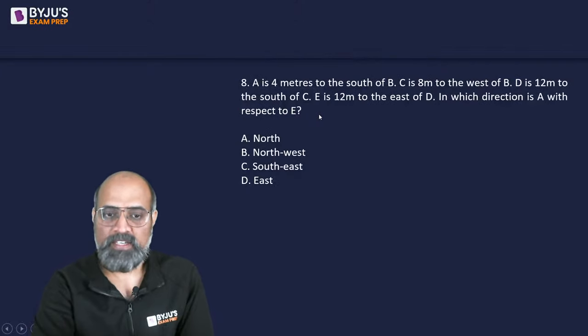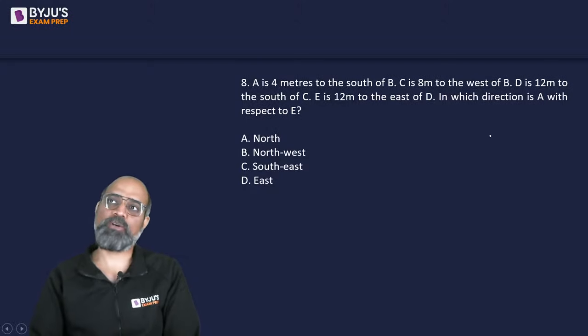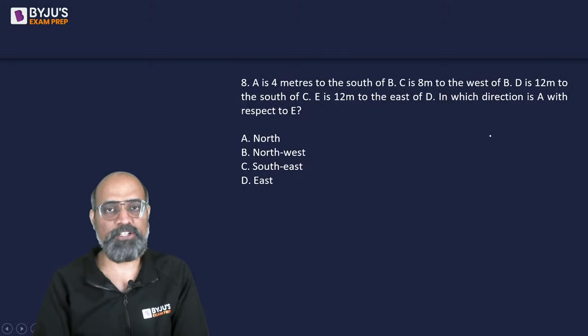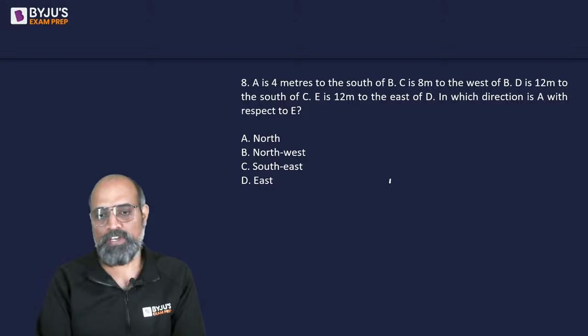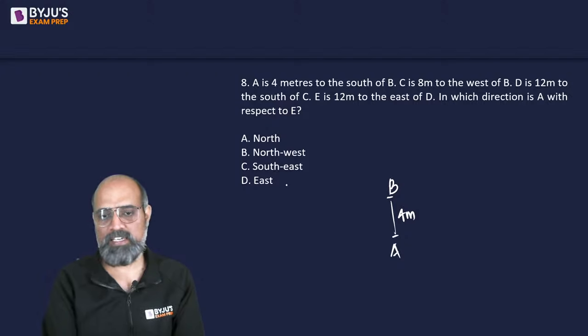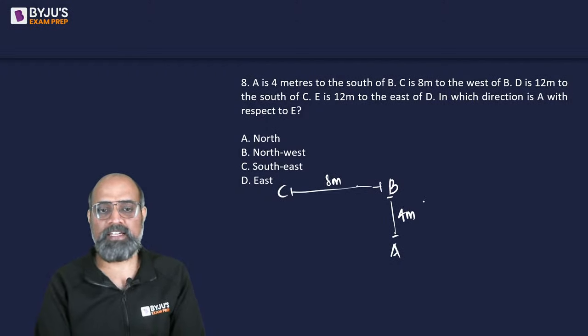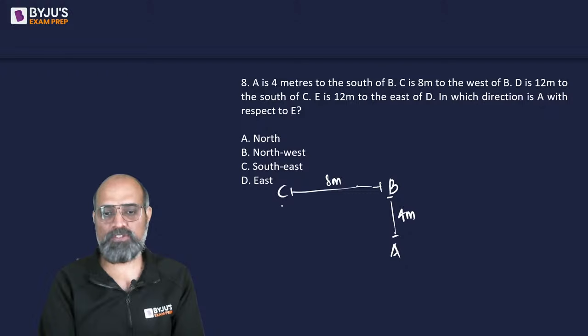Good, good. Next one. A is 8 meters to the south of B. So again, this is another question related to directions. So we have B and then we have A, at a gap of 4 meters, where A is to the south of B. Next, C is 8 meters to the west of B. So C will be over here. D is 12 meters to the south of C. So D is going to be here.